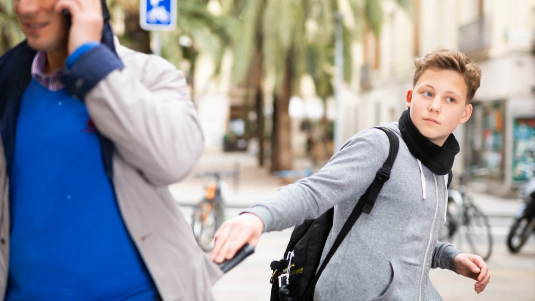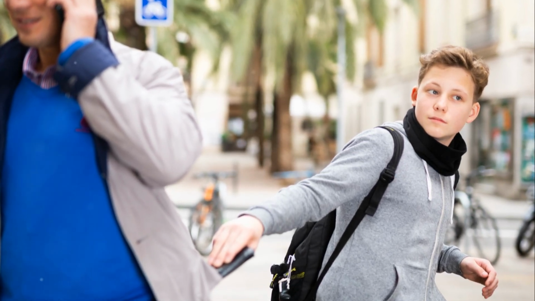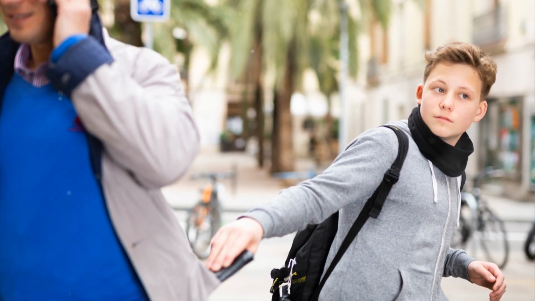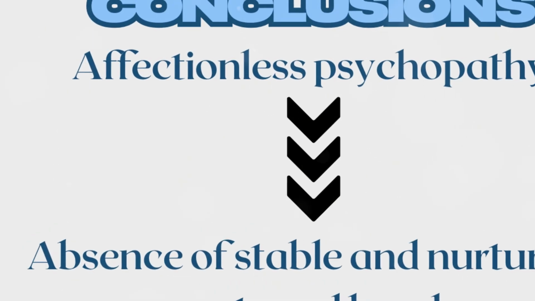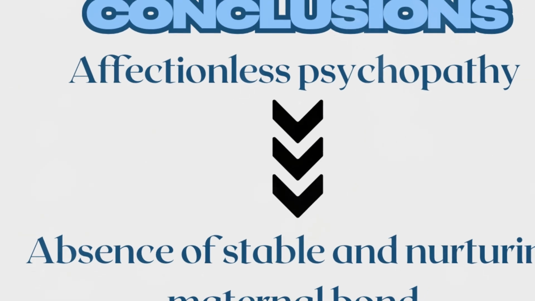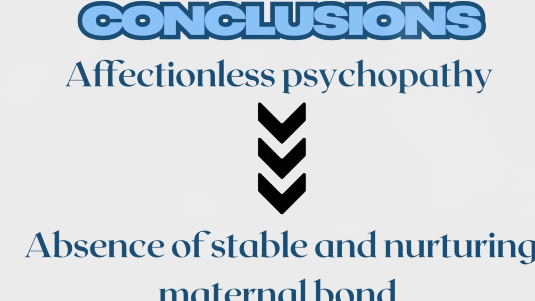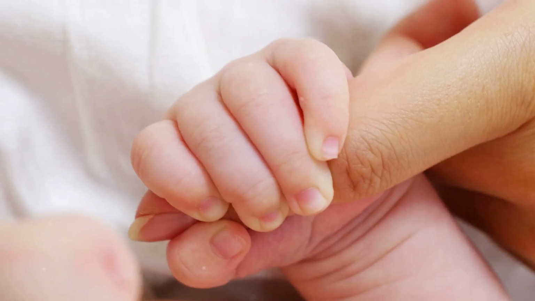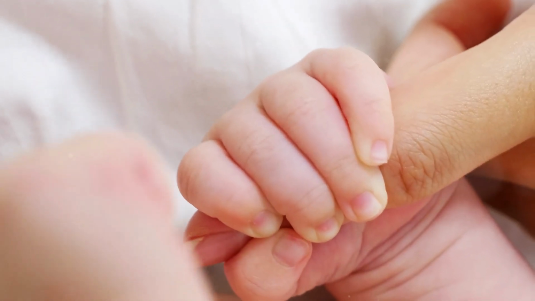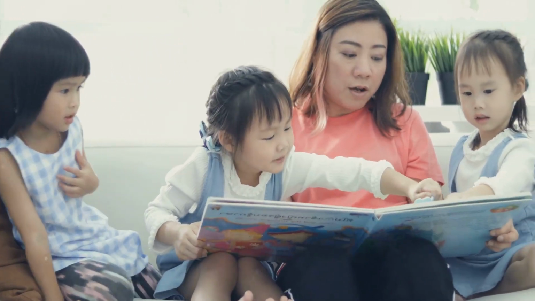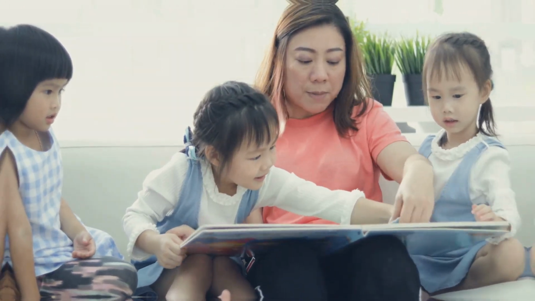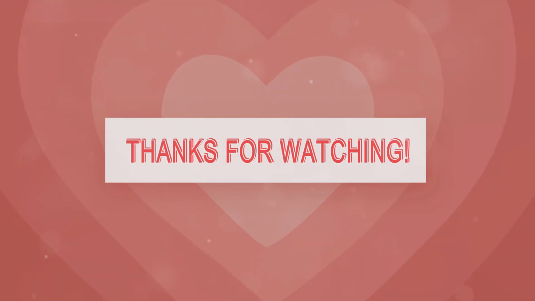In the case of the juvenile thieves, he attributed their antisocial behavior and the presence of affectionless psychopathy to the absence of a stable and nurturing maternal bond during their formative years. This study was pivotal in advancing the understanding of attachment theory, emphasizing the importance of consistent and secure relationships in a child's early life.